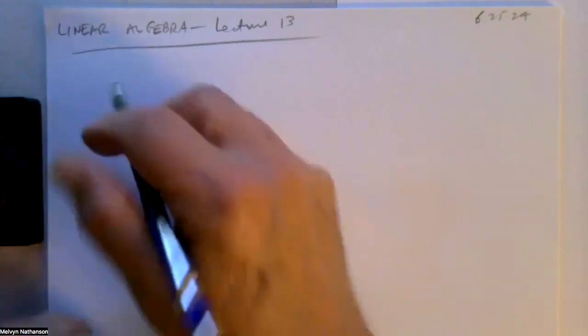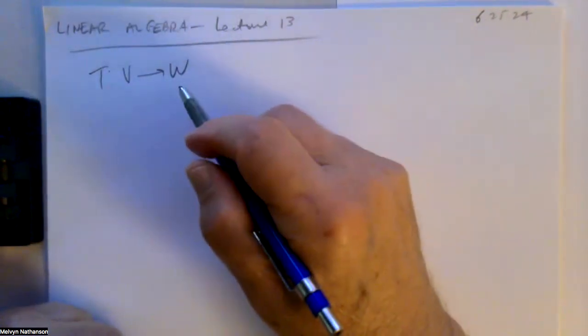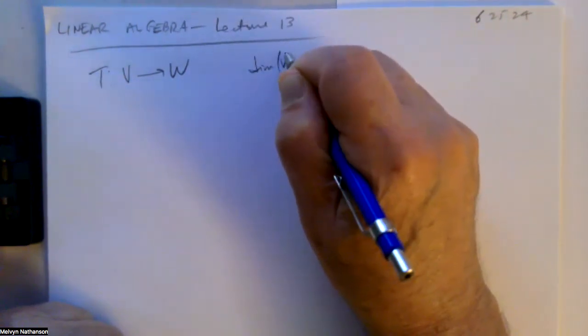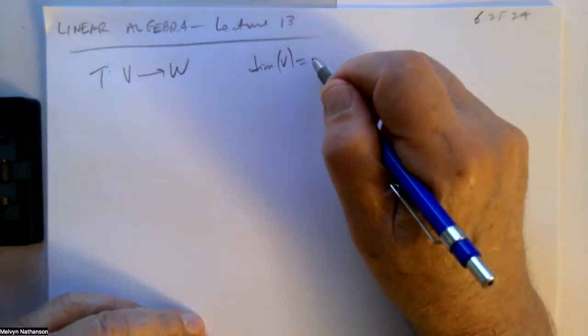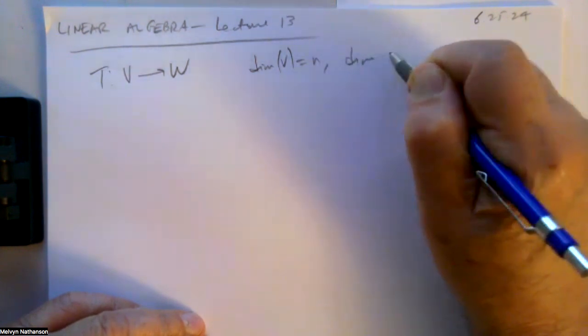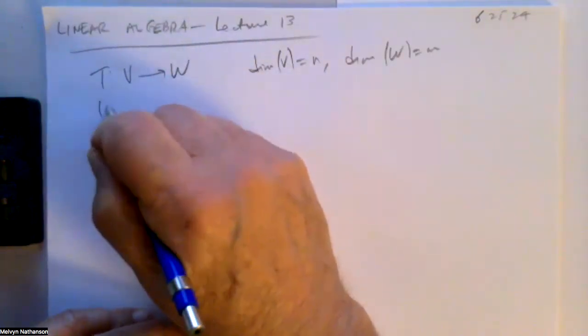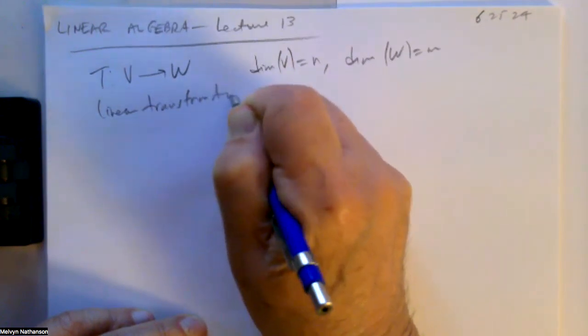This is linear algebra, lecture 13. And we've been trying to understand linear transformations T on finite dimensional vector spaces. So the dimension of V is, let's say, n. The dimension of W is m. And we have this linear transformation T.